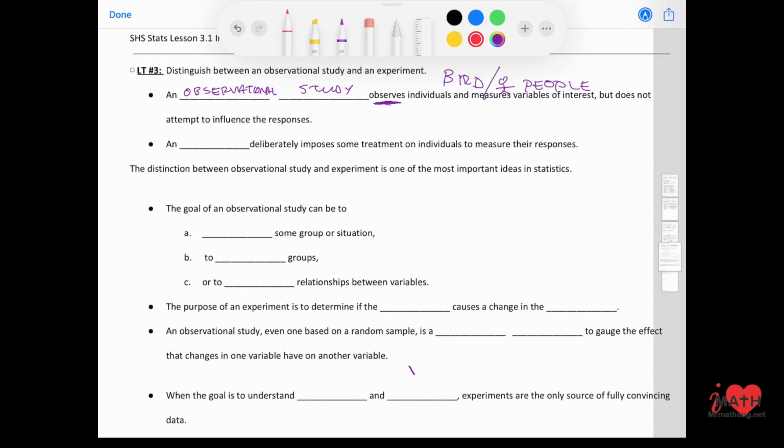And a blank is a deliberate imposition of some treatment on individuals to measure their responses. This is an experiment. Well, the distinction between an observational study and an experiment is one of the most important ideas in statistics.